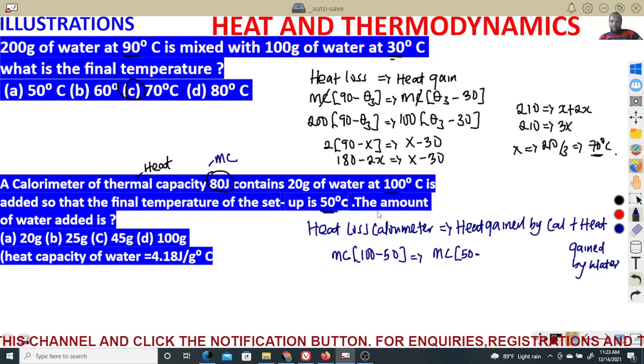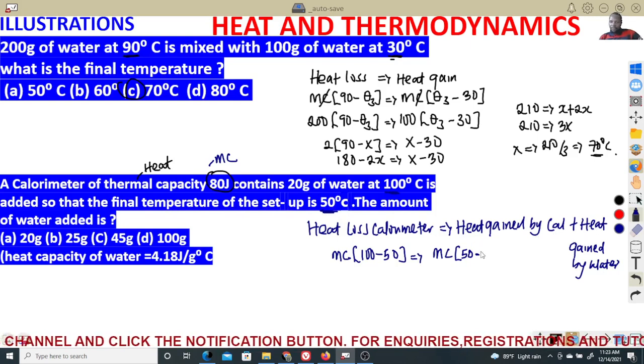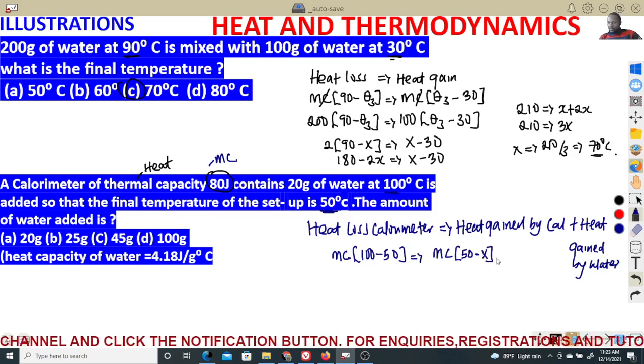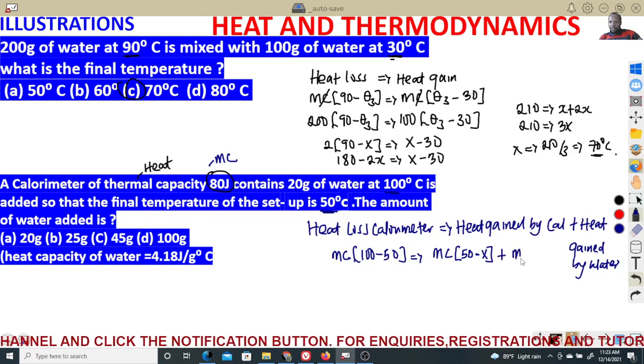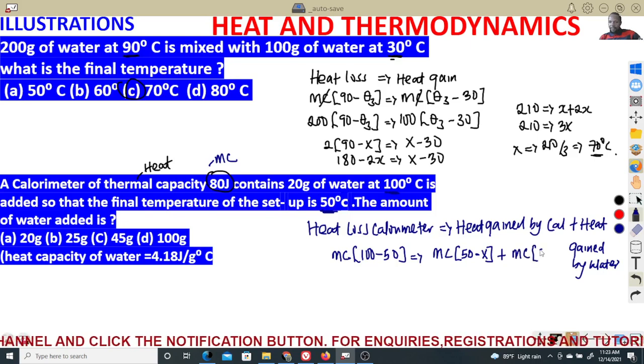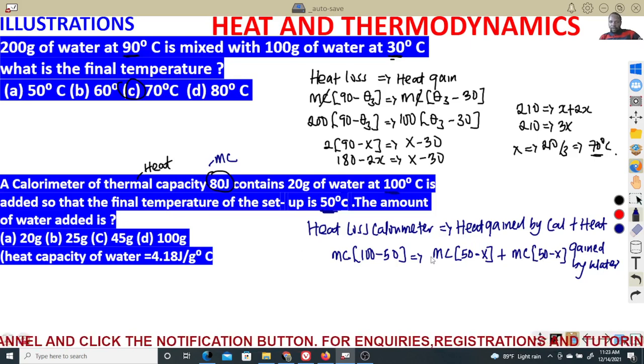So I think there is an omission, and I cannot be correcting anything unless I know the final temperature of the setup is 50, the amount of water added. So you know I need the amount of water that is added. So 50 minus the particular temperature, which should be given, plus the heat gain by the water, which is the mass of water, MC, the same thing, that is 50 minus X. So it's very simple to know. Now this is 20.